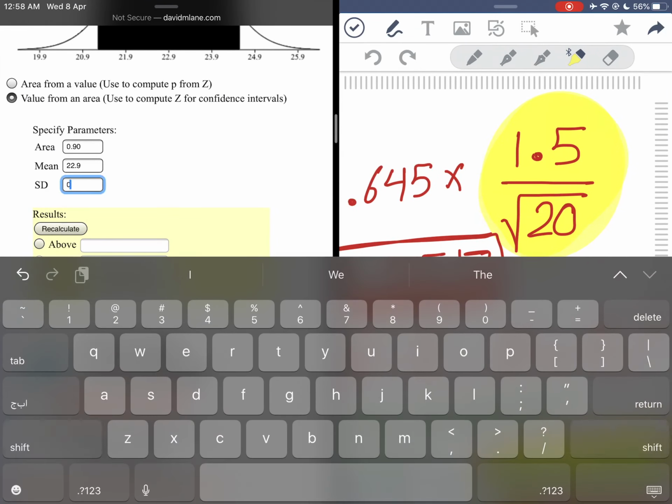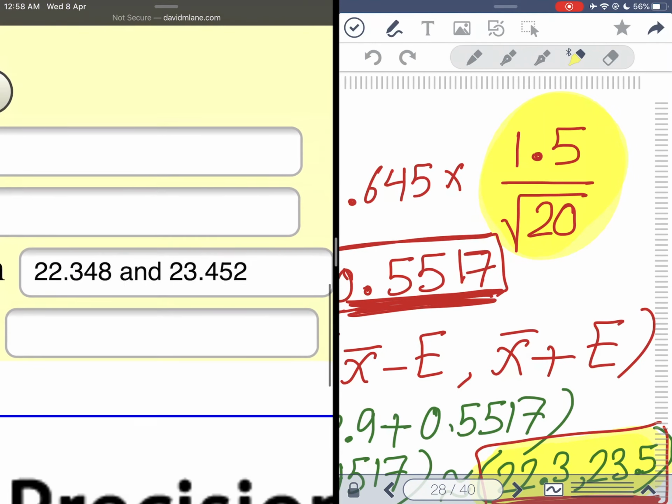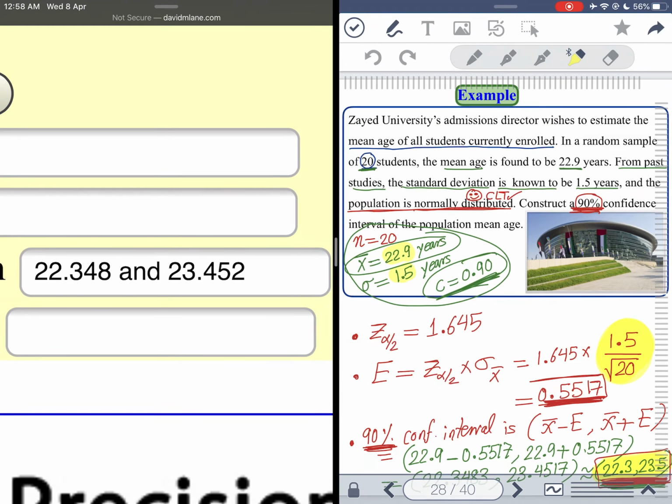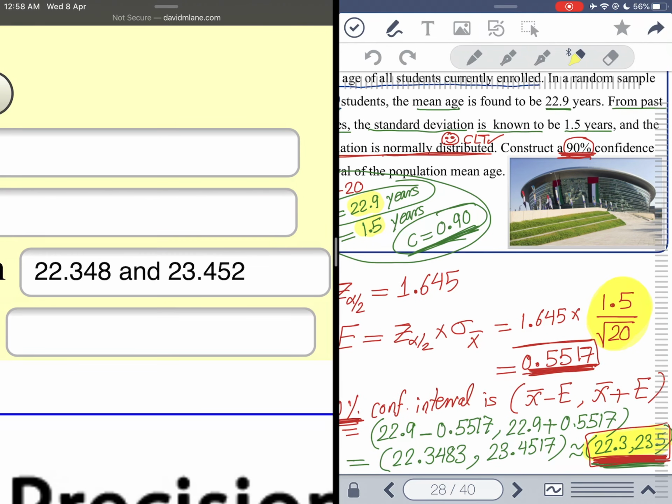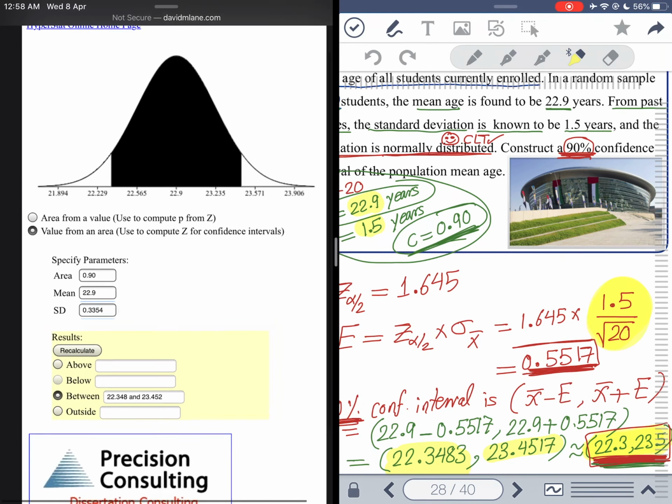Standard deviation 0.3354. And just do between. Look at the answer, and compare it to the answer that we got. 22.348 up to 23.452. And you see it's approximating it precisely. How is this now? Do you like it? I'm sure that you like it.